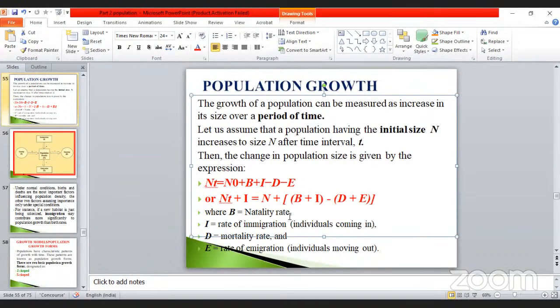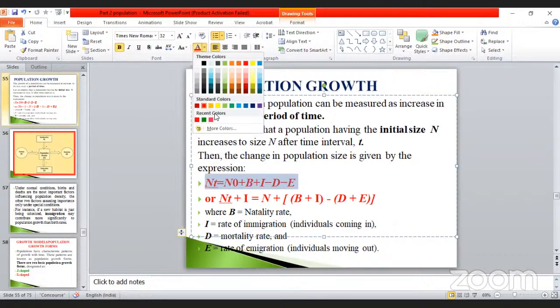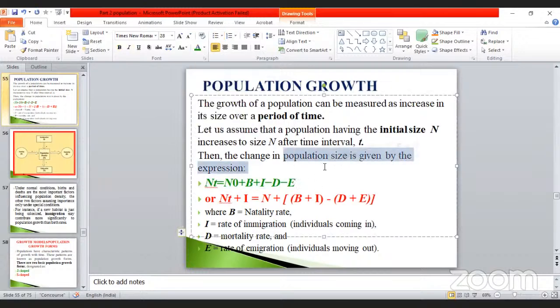Where B is the natality rate, I is the rate of immigration, individuals coming in. D is denoted as the mortality rate, otherwise called the death rate. E is the rate of emigration, from here to somewhere else. So you calculate it and you will get the result. Sometimes they may ask the question. This is the main important idea. These are very, very important equations. Don't forget. The population size is also measured by which one of the following equations, like that they asked: Nt is equal to N0 plus B plus I. N0 means the initial size, plus birth rate as well as immigration, minus death, minus emigration. You will get the net result.